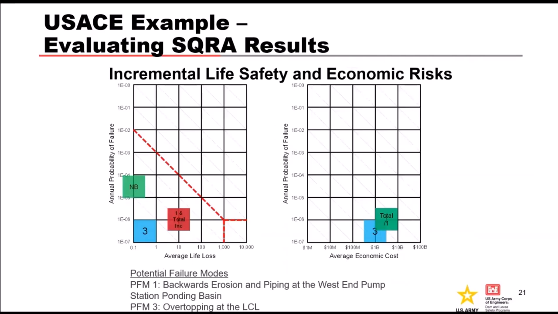So this is our risk driving failure mode here, PFM1, BEP. And it's noticed that it is at least one order of magnitude below incipient overtopping. So we have two matrices here, one for life safety and one for economic losses. Note these are plotting in the same position on the APF, annual probability of failure, but in different locations for different consequences. We're going to consider both of those, but life safety is what's really driving the train here.